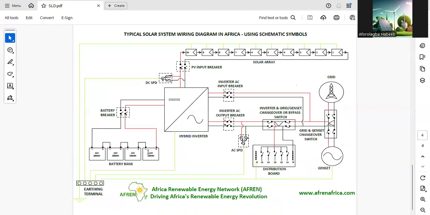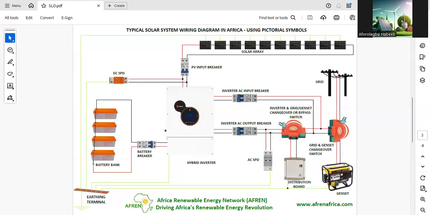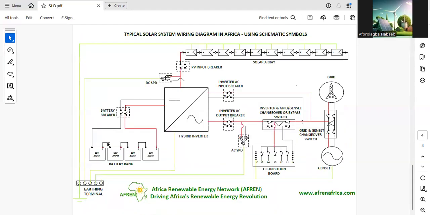It's clearly identified here that the batteries are connected in series, positive to negative, positive to negative, positive to negative, to increase the voltage. So the output voltage here will be 12, 12, 12, 12. That is 12 times 4, that is 48 volts. So this inverter is a 48 volt inverter. Unlike this, it might be difficult for someone to identify that they are connected in series, but using schematic symbols, it's clear that they are connected in series. So that's one of the advantages of schematic symbols.